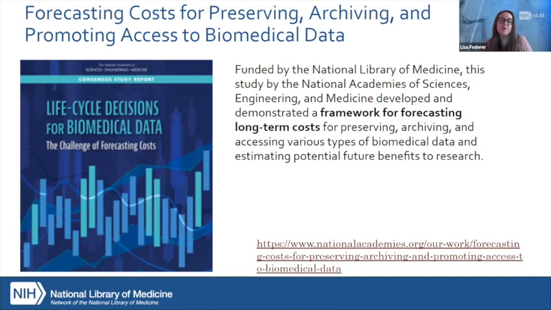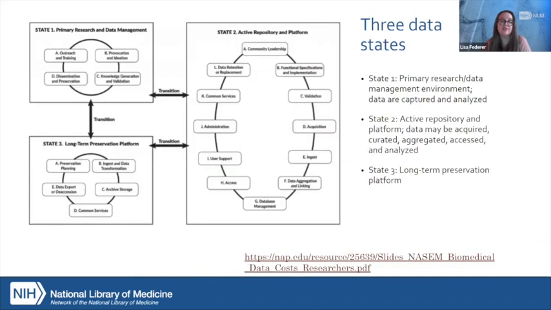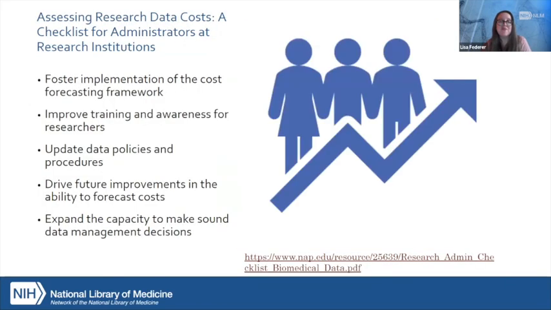So one resource that is available is this study that was funded by the National Library of Medicine from the National Academies that looked at developing a framework for forecasting long-term costs for data. I'm not going to get into the details of that, but if you're interested, you can check it out. They also have this checklist for administrators at research institutions, but I think it would also be really helpful for librarians to think about how to get people thinking about these sorts of things at their institution.